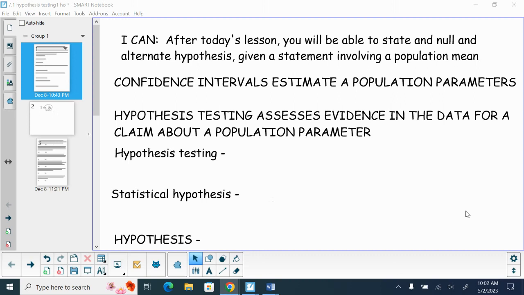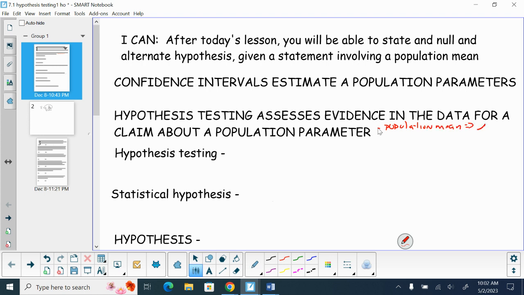Dealing with two population parameters. We will be dealing with the population mean for the most part, which is mu. And we will also be dealing with the population standard deviation, which is sigma. So we'll be dealing with those two.